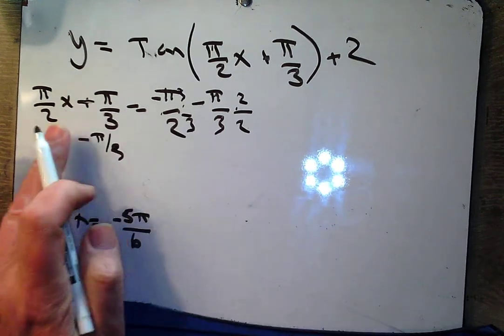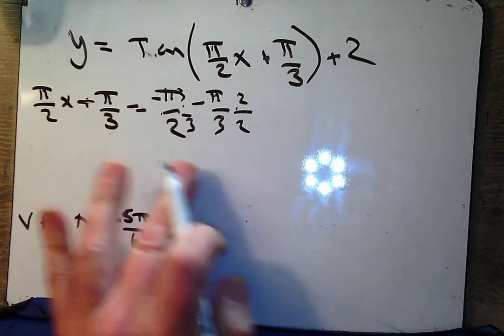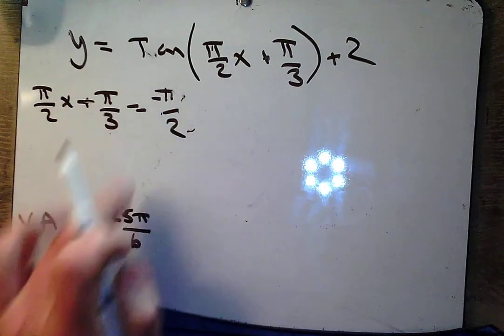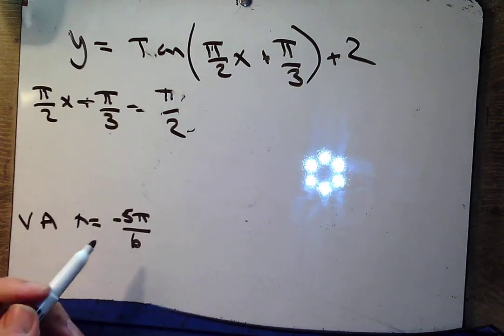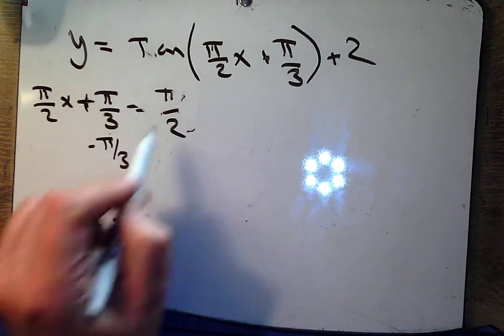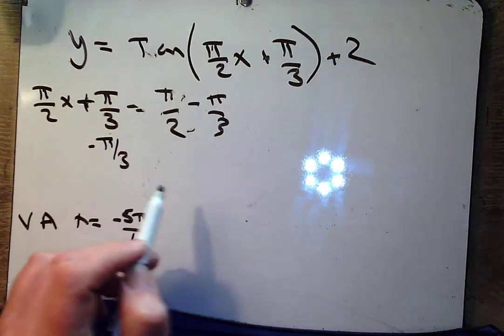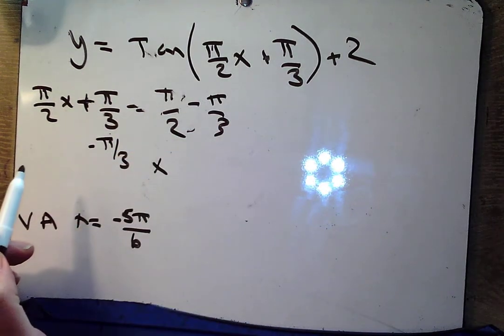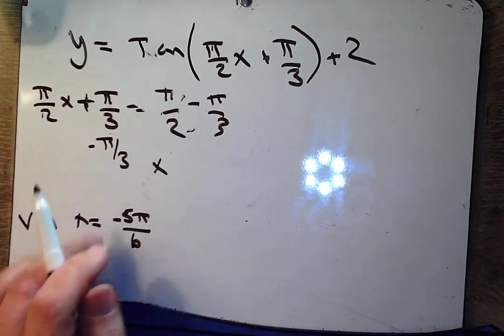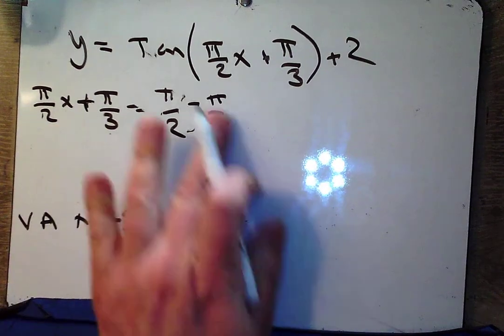I have a vertical asymptote at x equals negative 5 pi over 6. Great. Now, for the second vertical asymptote, what do we use? We use negative pi over 2 for the first one, and we use positive pi over 2 for the second. I'm still going to subtract pi over 3 from both sides. And so that's, whoa, did I double? I don't think I took care of that. Yeah. Let's fix that first.